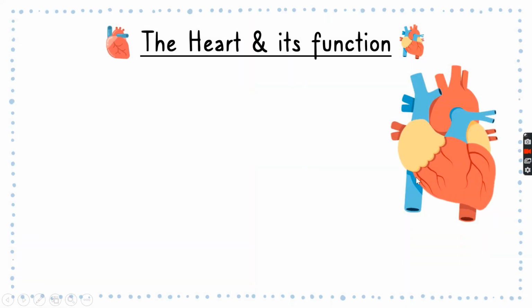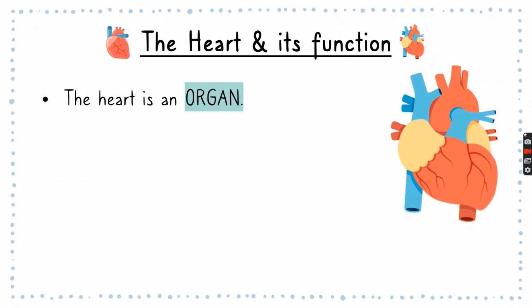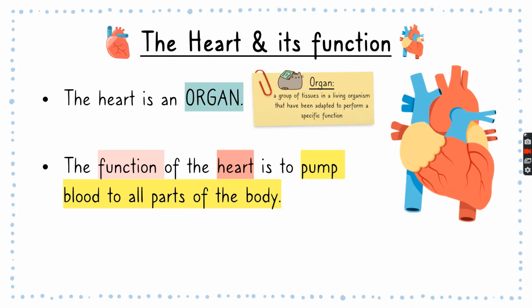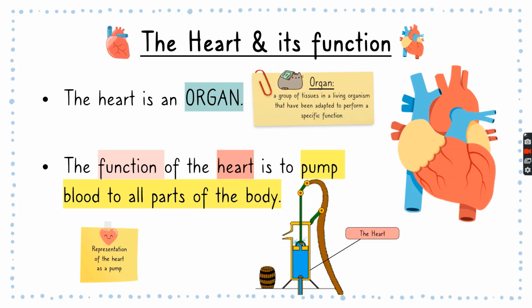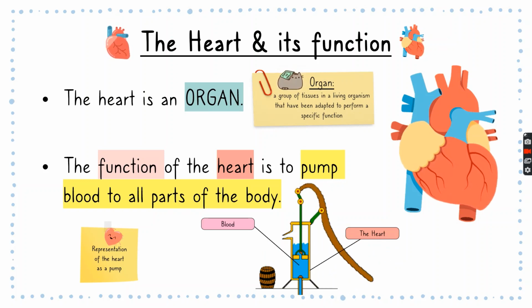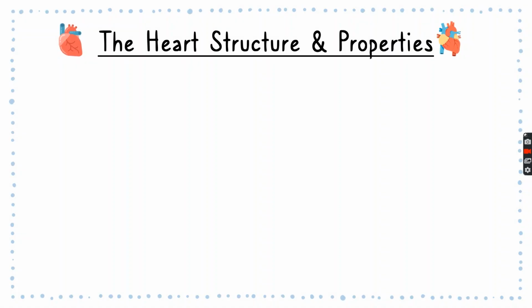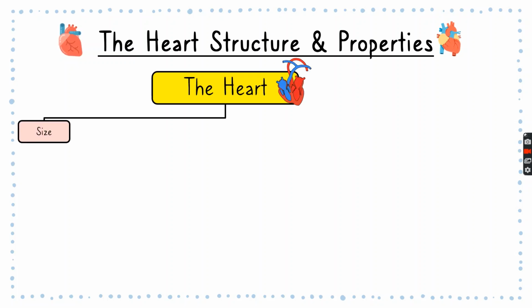The heart has a specific function, and just to clarify, the heart is an organ. And remember that organs are groups of tissues working together for a specific function. The function of the organ, the heart, is to pump blood to all parts of the body. The heart is literally pumping and pushing with a type of force blood instead of water here. And instead of into a bucket, it actually pumps blood to all parts of the body. To help the heart do this, we need to learn about the structure of the heart and its main properties.